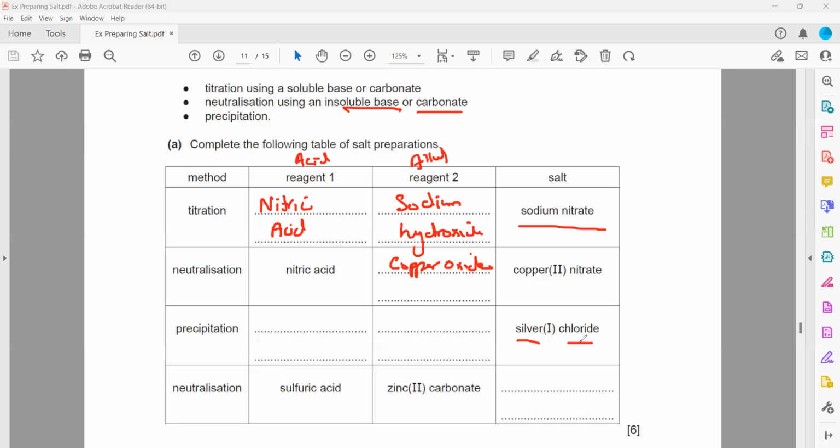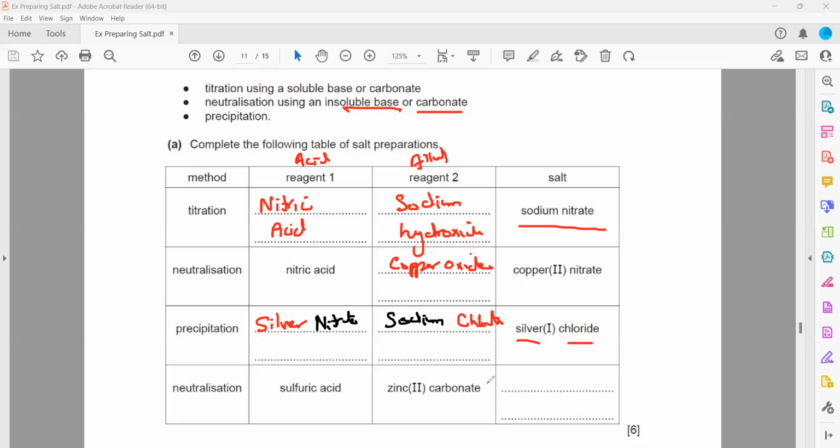Precipitation means we mix two salt solutions. So one of the salts should be a silver salt, another should be a chloride salt. All nitrates are soluble, so the first salt should be silver nitrate. And the second salt should be sodium chloride, like group 1. Sodium chloride plus silver nitrate will produce silver chloride.